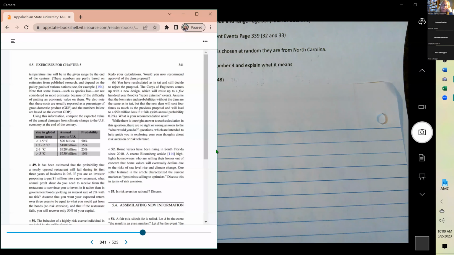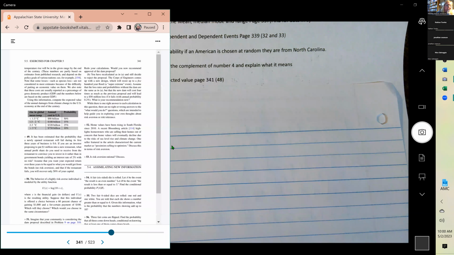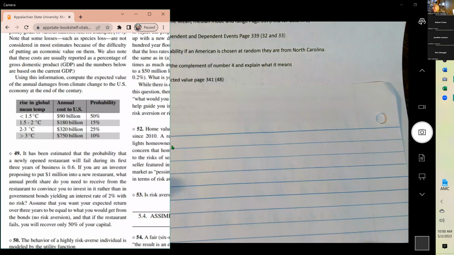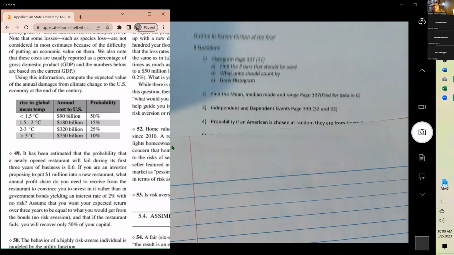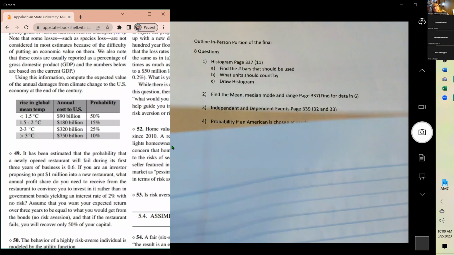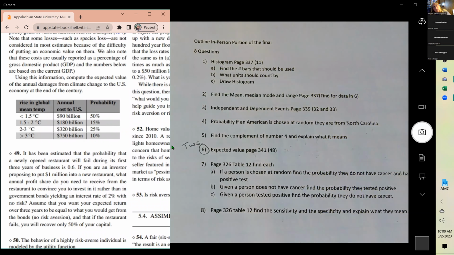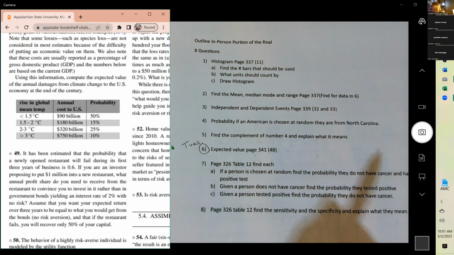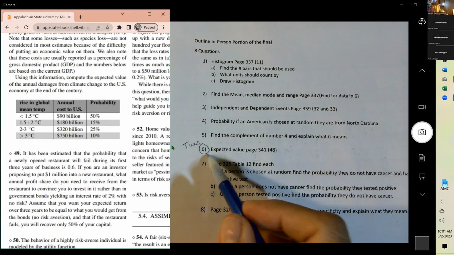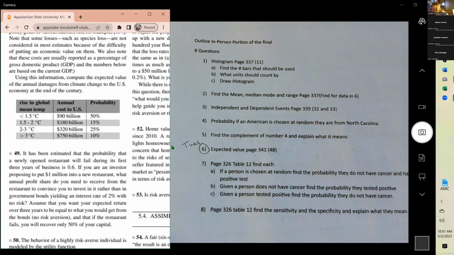We were reviewing the problems from the outline last class. These. And we covered the first 5. So we'll cover these and then I'll see if you have any questions on the take-home portion. But we were on number 6, which is to find the expected value for number 48.